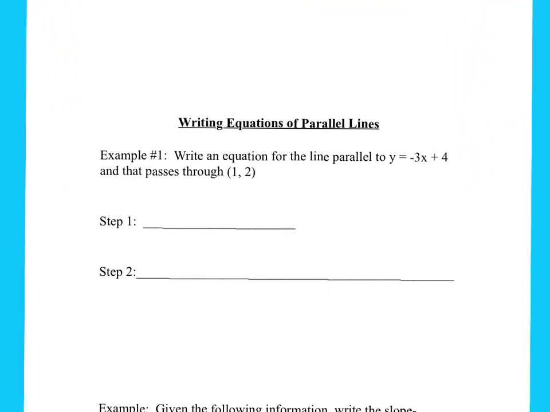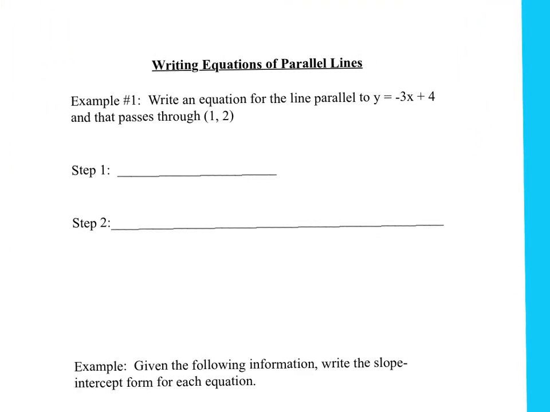Okay. Writing equations of parallel lines. So, this is something that will be on the test. So make sure we're paying attention. We write down these steps. So, it says, write an equation for the line that is parallel to y equals negative 3x plus 4 and passes through the point 1, 2. Okay? So, the first thing I want to do is keep my slope the same. Because it's a parallel line, right? So we know it's going to have the same slope. So I'm just going to write here that we want to keep the slope.